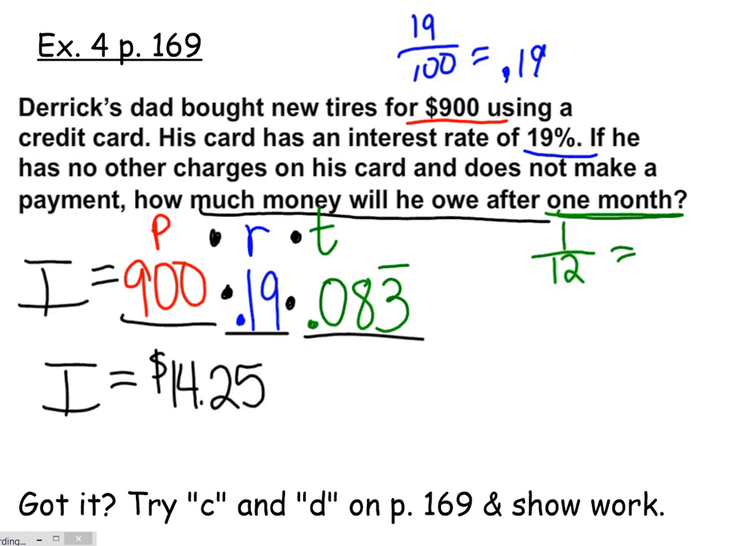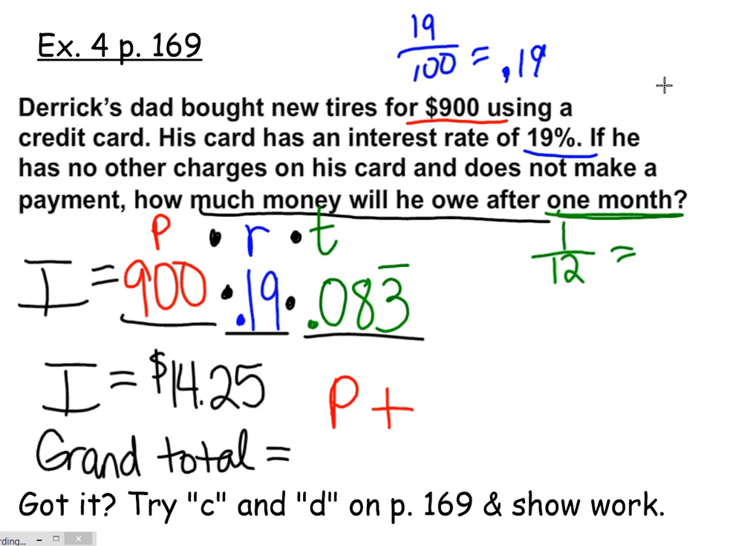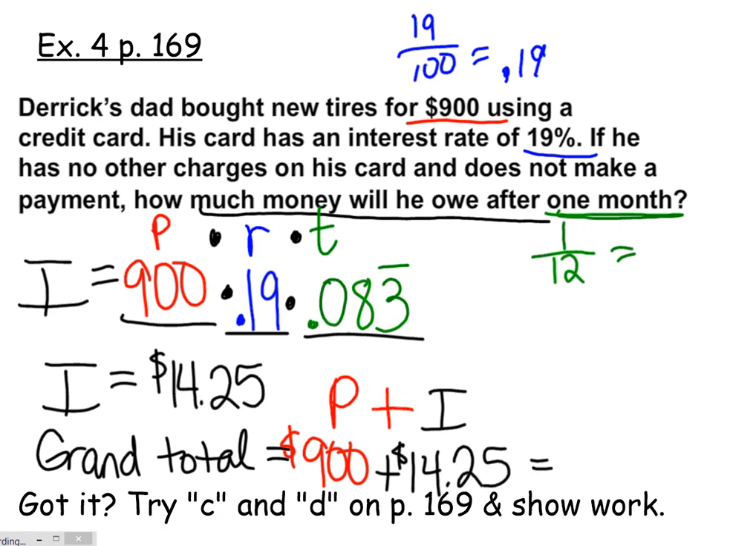Now the total he owes, because he has to pay back the $900 that he borrowed, to find the grand total, you need to add the amount of principal plus the amount of interest. The principal borrowed was $900. The interest that he got charged was $14.25. So when he pays back his grand total, he's going to owe the credit card $914.25.